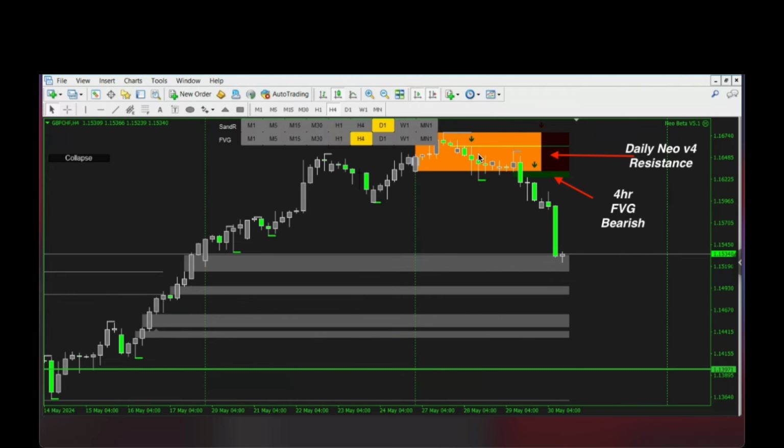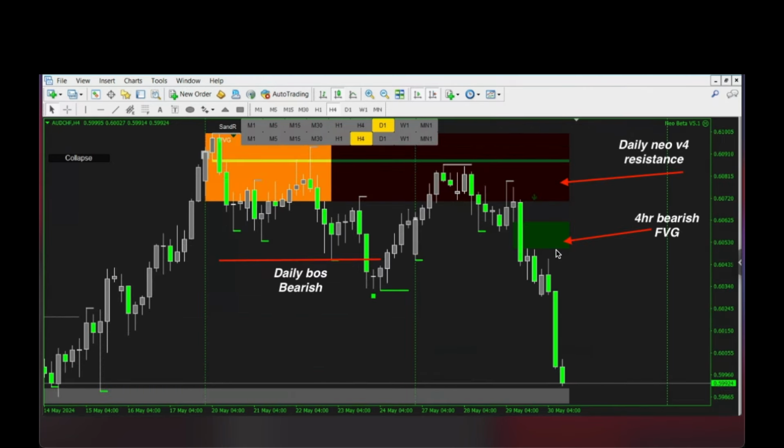We can see here was the daily resistance right over here. Here was the FVG, just to show you how real it was and how you've been able to enter this trade setup. And you can see from here that price action started to do the sell down of the trade with the 4 hour FVG creation. I kid you not, guys and girls, it's really happening like that.